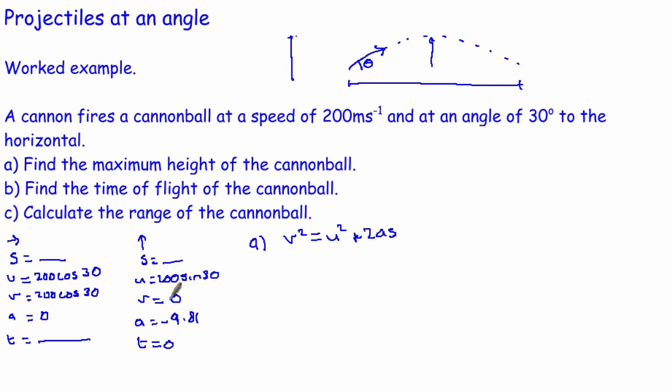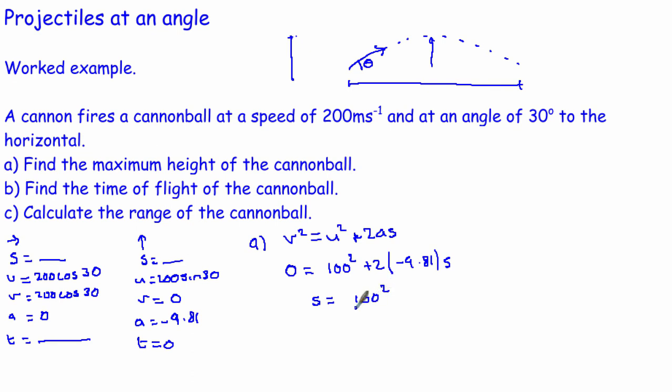So I can put my numbers in. V squared, well, the final velocity is 0, so that squared is equal to 0. The initial velocity squared, well, 200 sine theta, if I do that on my calculator, it works out to be 100 meters per second. So I've got 100 squared plus 2 lots of the acceleration, which is minus 9.81, and it's minus again, if you remember, because it's going downwards and we're thinking about motion upwards, multiplied by the displacement, which is the thing that I want.